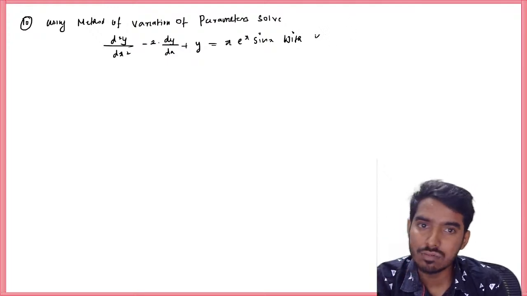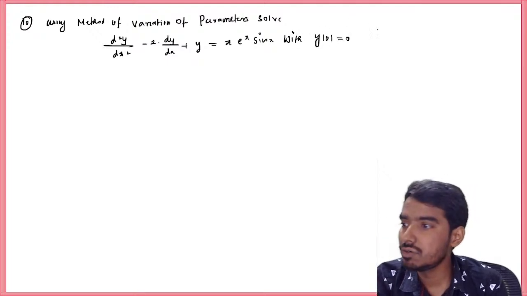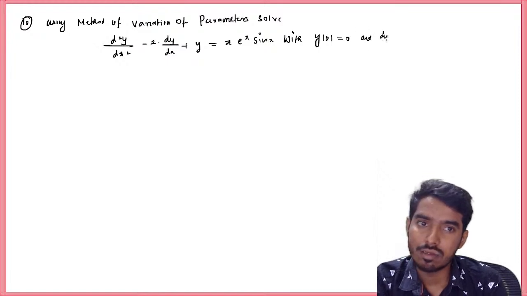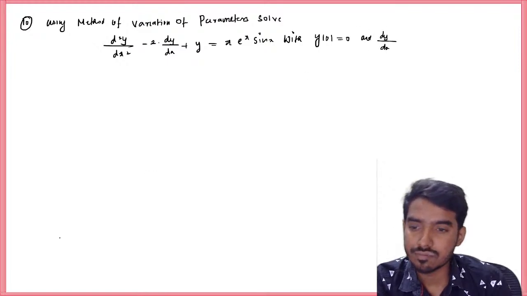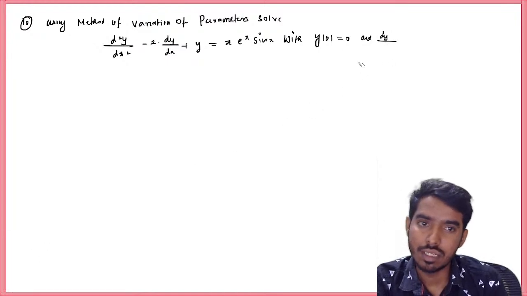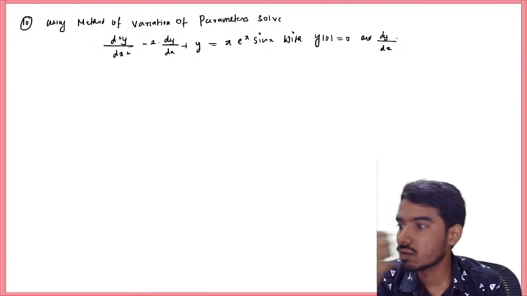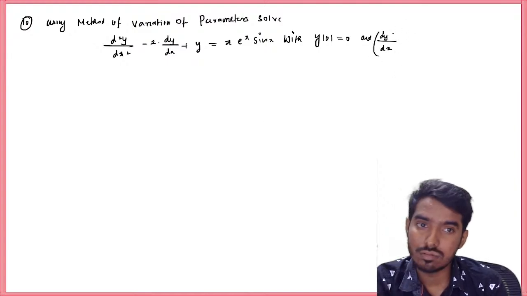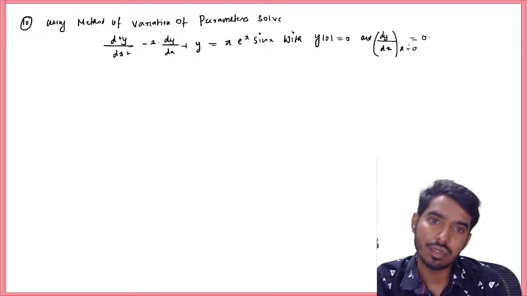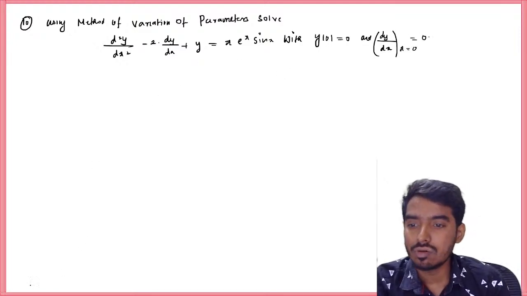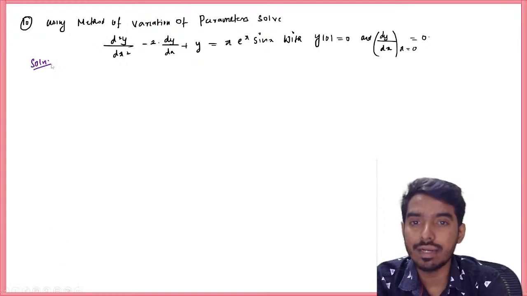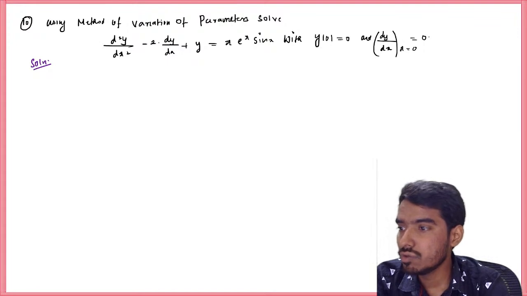With y of 0 is equal to 0 and dy by dx at x is equal to 0 is 0, right? So they have given these two data to find the value of arbitrary constants, right? So we'll do this very fast, right? A very easy problem. We'll do this fast. Okay. Can you note up to now?